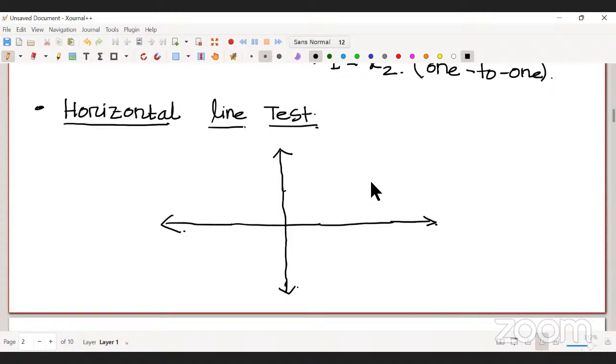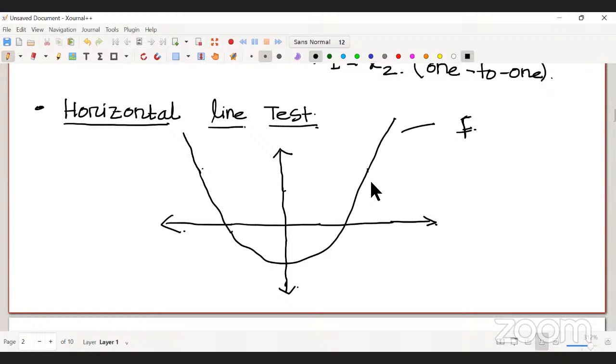So suppose I have some graph of a function. Let's say this is the graph of a function f. From the graph, I want to check whether this function is a one-to-one function or not. For that, I have to draw all the possible horizontal lines. If one horizontal line crosses the graph of the function more than once, then I say that this function is not 1-1. Okay.